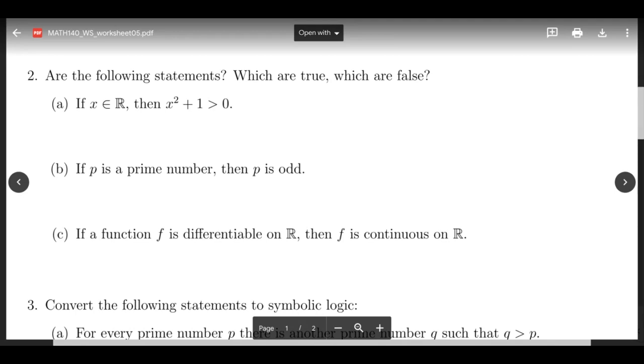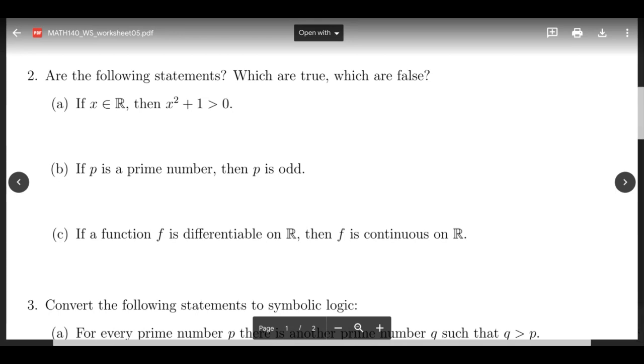So let's see. 2A, we think it's true. 2B, we think is false. And 2C, we think is true. A is saying if x is a real number in R, then x squared plus 1 is greater than 0. This is true, right? Because think about the smallest value of x squared, that's 0. So 0 plus 1 is 1, and 1 is always bigger than 0.